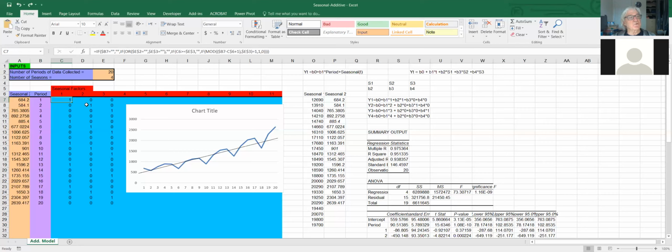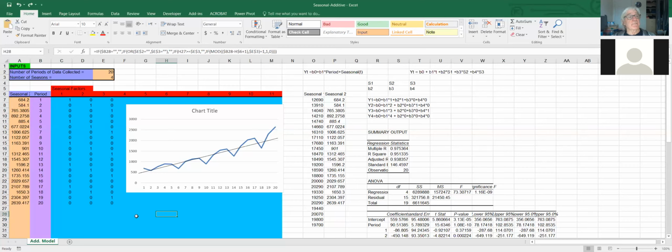So season number 2, the 1 will be here. Number 3 will be here. And season number 4, all of them are 0. What happens in Y5? Again, season number 1. So the cycle has 4 seasons. This is how it goes.